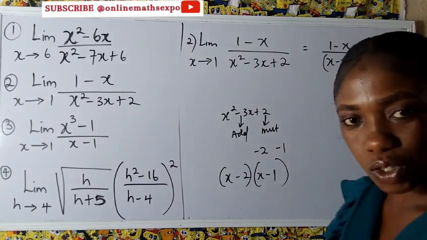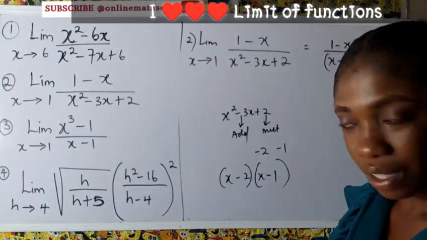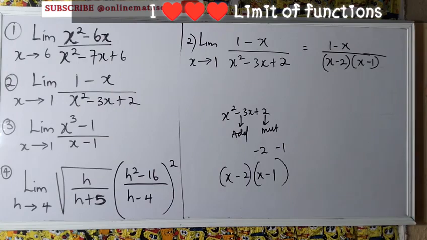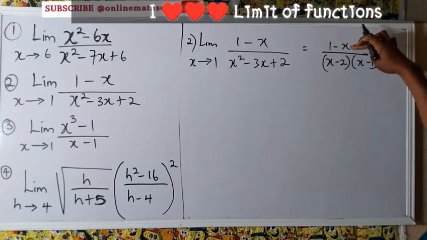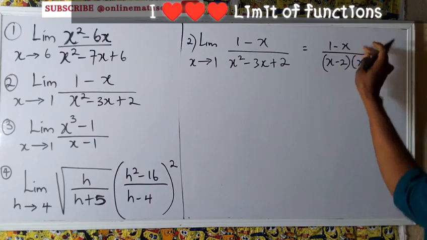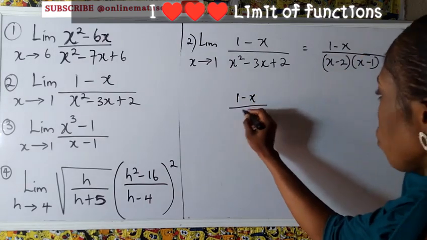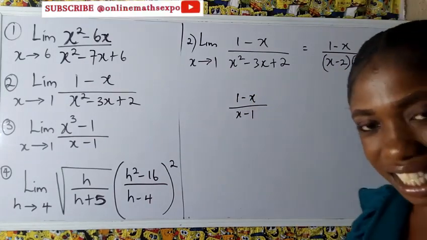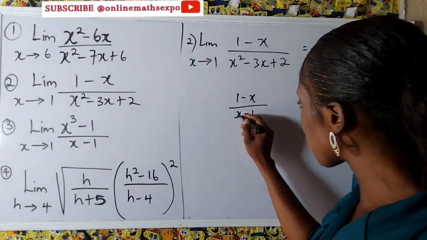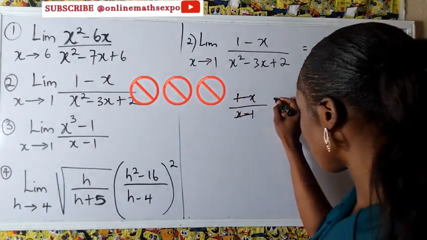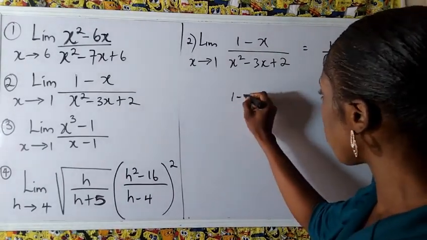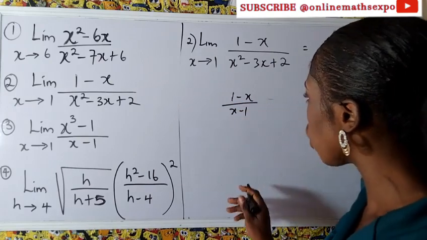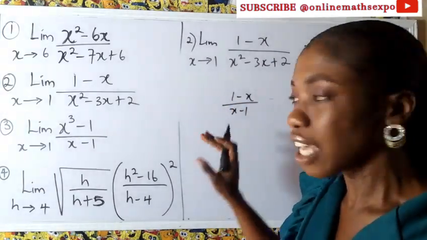Now the question is, which one are we cancelling out? Let's look at it carefully and know which one to cancel. If you look at this, you notice this is not exactly the same as this. What we have here is 1 minus x, and what we have here is x minus 1. Please, don't cancel this. They are not the same. What we are going to do is factor it such that the two will be the same.